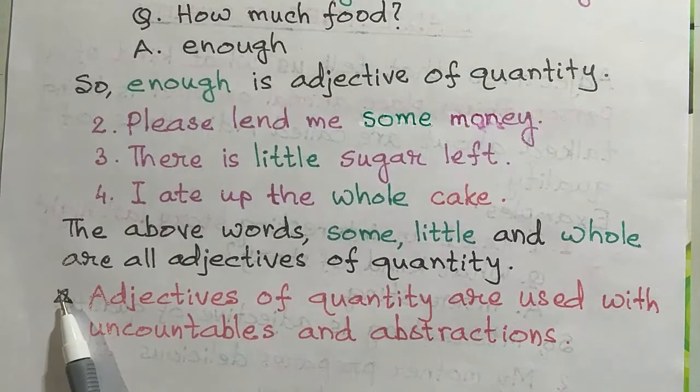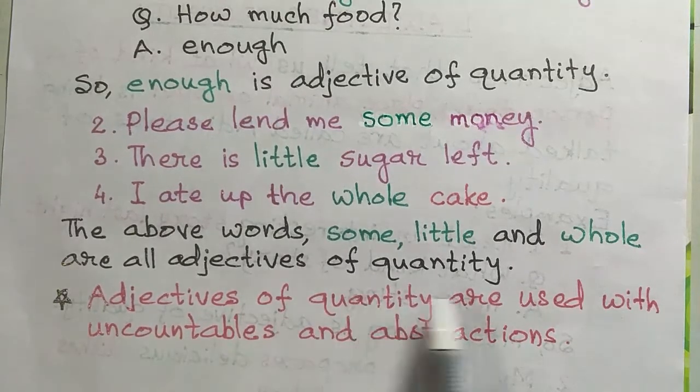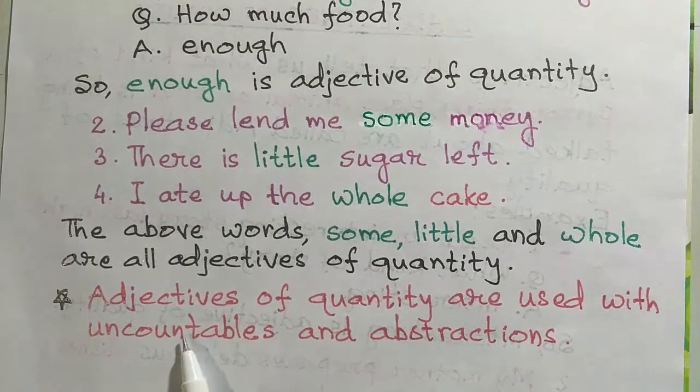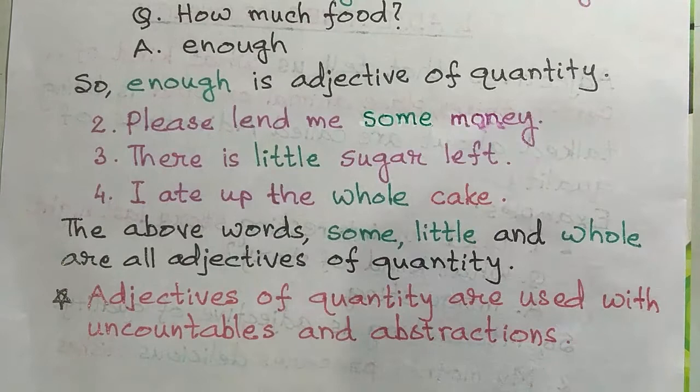And what you have to keep in mind, adjectives of quantity are used with uncountables and abstractions, means uncountable nouns and abstract nouns. We use adjectives of quantity with uncountable nouns and abstract nouns, and we do not use them with countable nouns. So you have to keep this in mind.